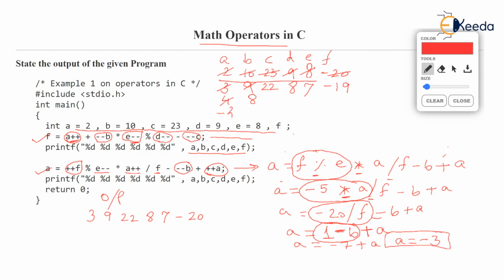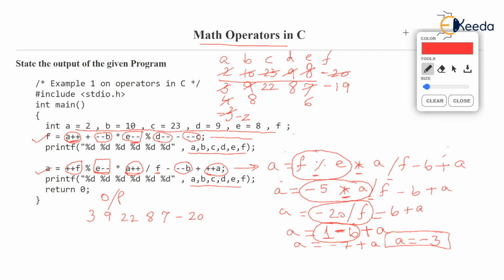But that's not the end of it. Some postfix operators are pending. Check where the cursor is placed. E minus minus must be done now, so e will decrease by 1. E will become 6. Also a plus plus, check the cursor place, a plus plus should be done. So a will increase. A was minus 3. Now if you increase this, a will become minus 2. I hope there are no more postfix operators. Fine. So these are the final values, and finally we are printing all 6 values.